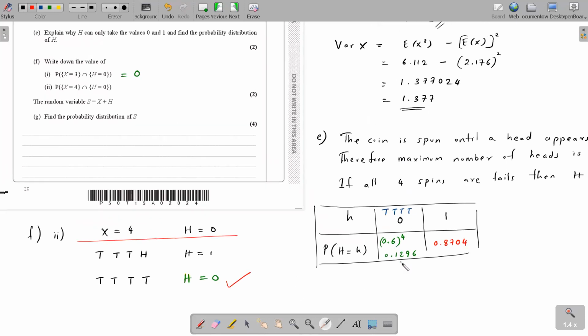I think we have the answer, right? H is 0. 0.1296. So the answer for this is 0.1296. Can you all understand?